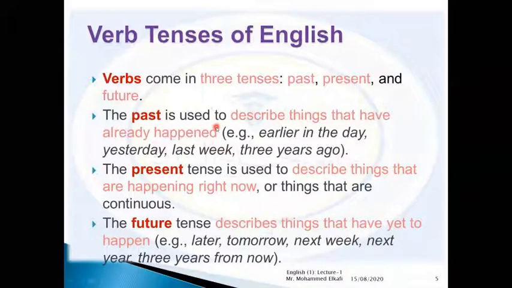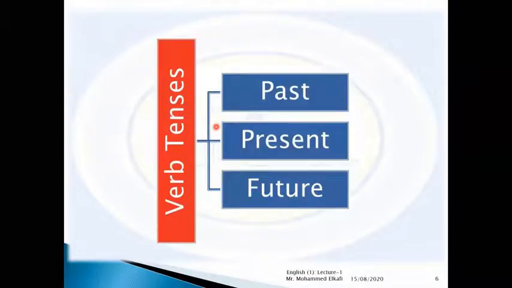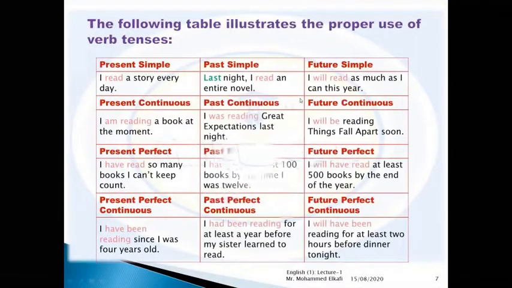Again, English tenses are past, present, and future. So these are the verb tenses of English. We have a diagram here that explains them. Verb tenses are past, present, and future. Here is a table that explains the proper usage of verb tenses.